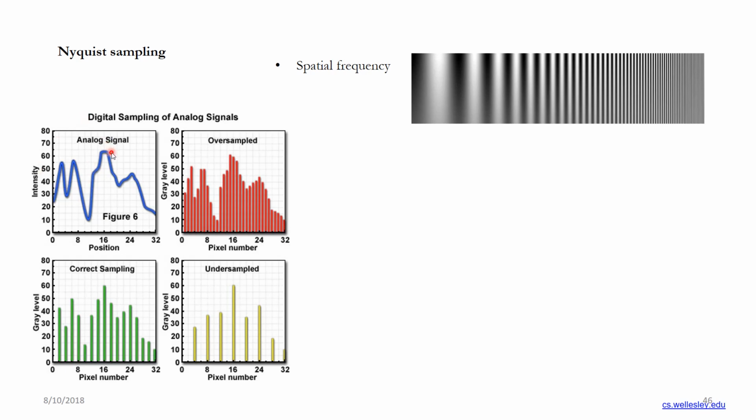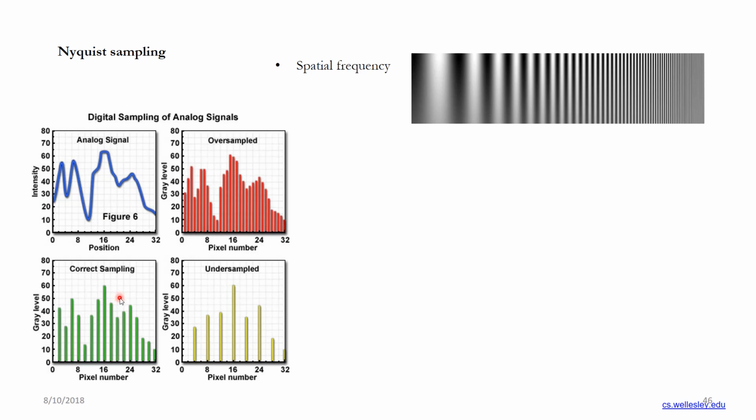And if you want to digitize that, we can either oversample, we can sample it so fast that we are getting all the information, but it is a wastage of your energy because you don't actually need so much information. Correct sampling is good enough, but if you undersample, then you are going to lose information and you will not be able to reproduce this. The whole goal is to reproduce this using the acquired data.